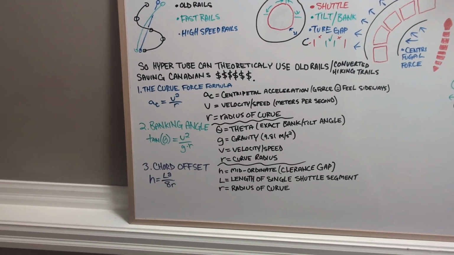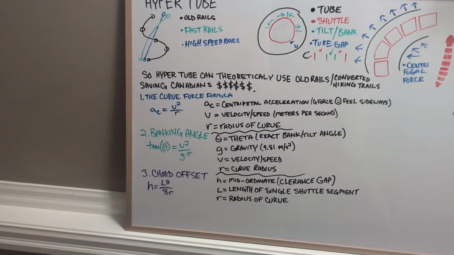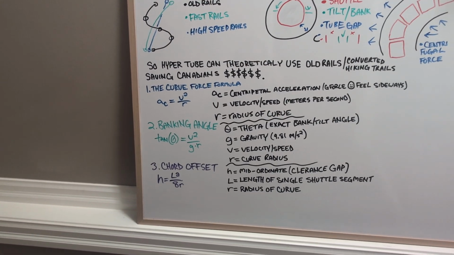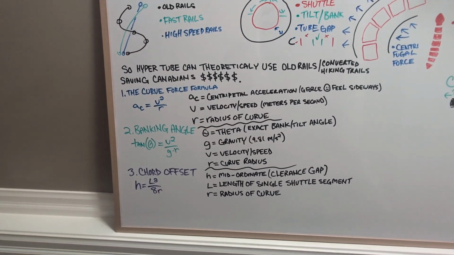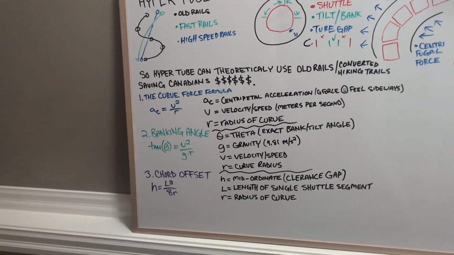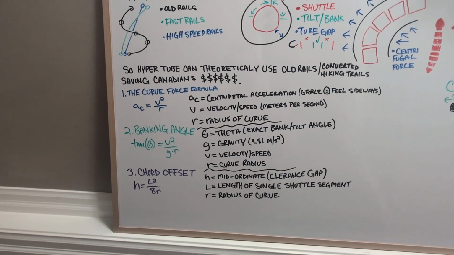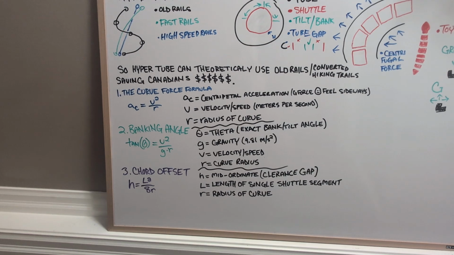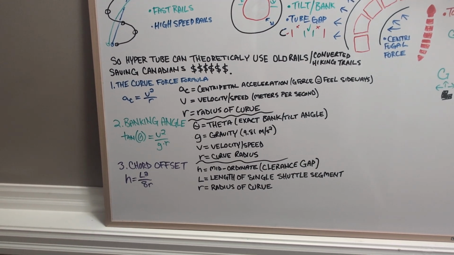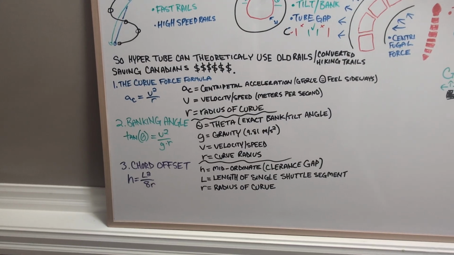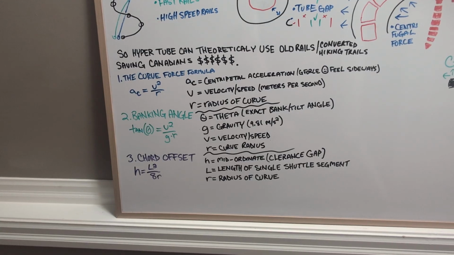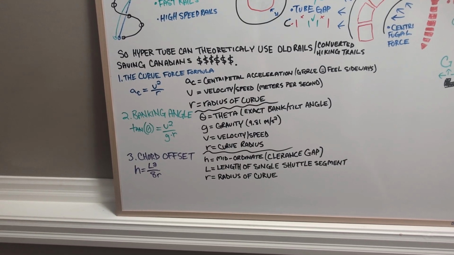And then we go down into the second equation, the banking angle. The tan with the theta symbol is the exact bank slash tilt angle we would need to make everything feel nice. We have the gravity, 9.81, like we all learned in school. We have the velocity and speed again, and the curve radius again.